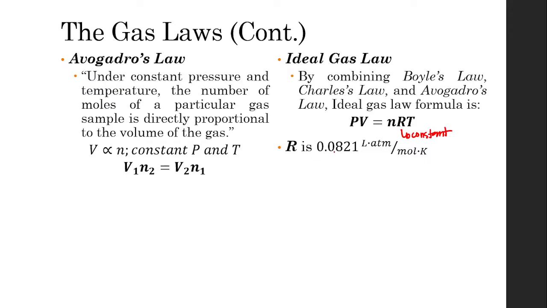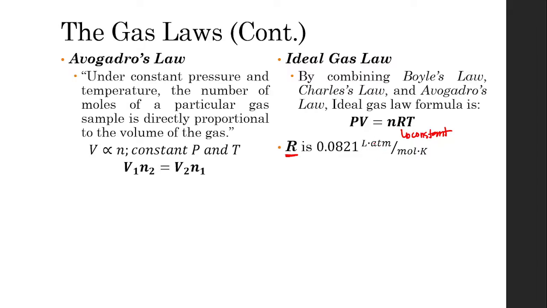And the value of R is 0.081 liters atmosphere per mole Kelvin. So this is actually just one value of R. There are various values of R depending on the units, but they are all the same equivalent value. It's just maybe the number is not the same, but the units are different. For all intents and purposes, for most of the time, we are going to stick with this value of R, unless it's stated in the problem.